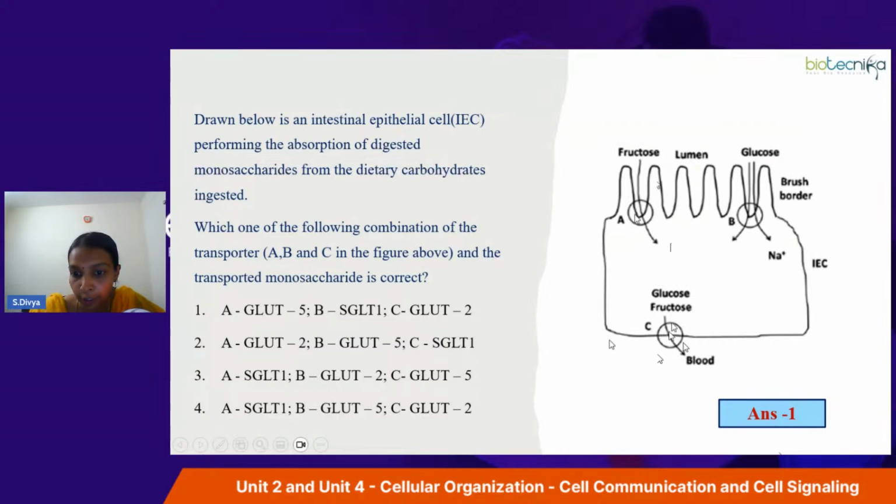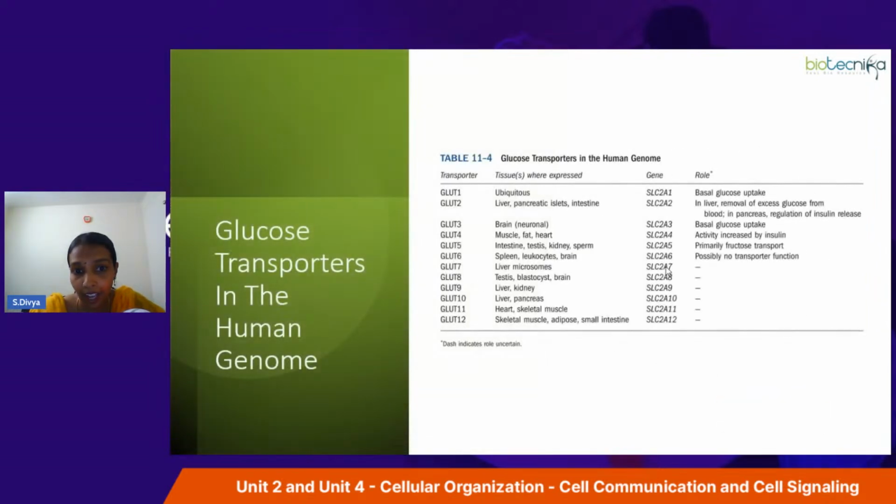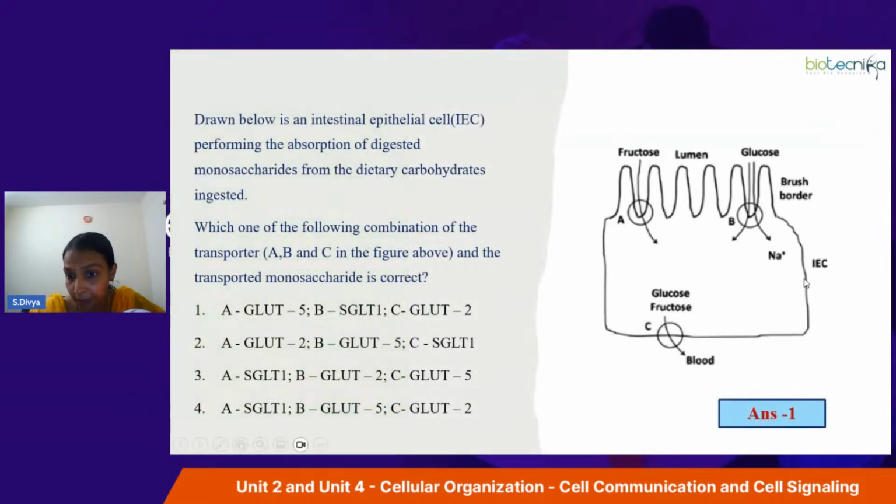This one moving into the blood from the intestinal lumen is carried out by GLUT2. Now this is an example of a symporter, the sodium glucose co-symporter. So that becomes your SGLT1. For that you have specific tables of glucose transporters, giving different GLUT transporters, like 1 where it is expressed, 2 specifically in liver, pancreas and intestine. So intestine is there. That's the reason you got the answer over here.